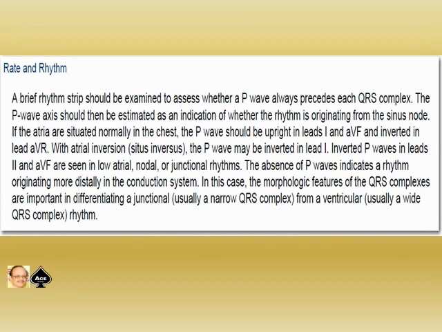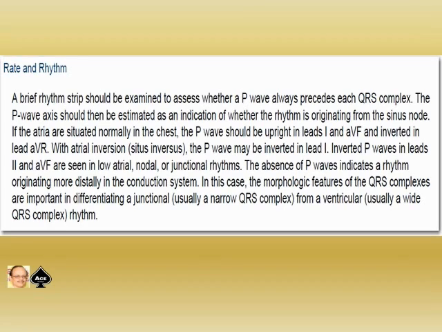The rate and rhythm. A brief rhythm strip should be examined to assess whether a P wave always precedes each QRS complex. The P wave axis should then be estimated as an indicator of whether the rhythm is originating from the sinus node or not. If the atria are situated normally in the chest, the P wave should be upright in lead 1 and aVF and inverted in lead aVR. With atrial inversion, that is situs inversus, the P wave may be inverted in lead 1. Inverted P wave in lead 2 and aVF are seen in low atrial, nodal or junctional rhythm.